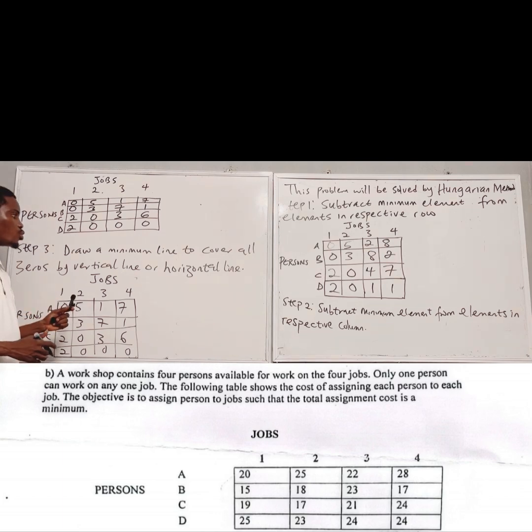So I want to draw a minimum number of lines to cover all zeros, by vertical line or horizontal line. Whenever we see zero in that table, we are going to cover it. We have zero here, and I can cover all this zero vertically. Where do you have zero again? We have another zero here, and I can cover this one as well. I have 0 here as well, and I can cover all the elements in this row with a horizontal line.